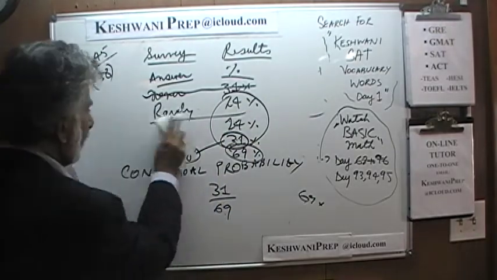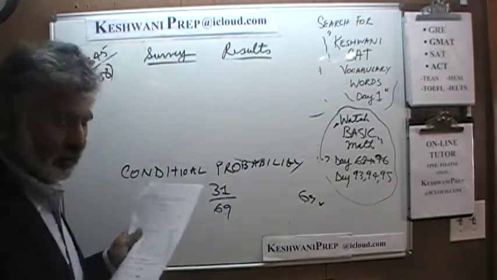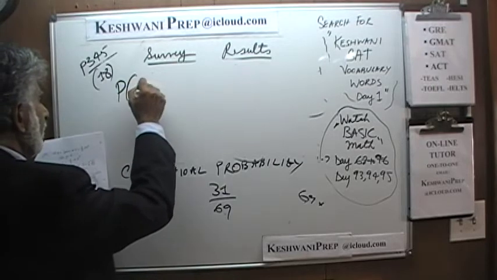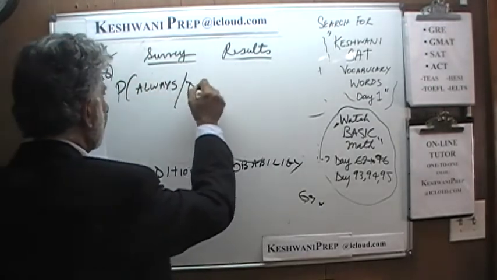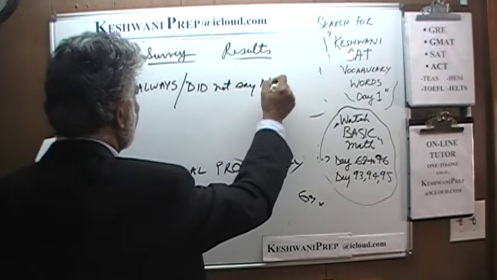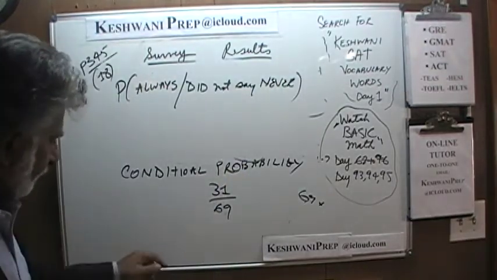Let me show it to you, how it's presented. Formally, this is how it's presented. P stands for probability, and here we write always, given that they did not say never.